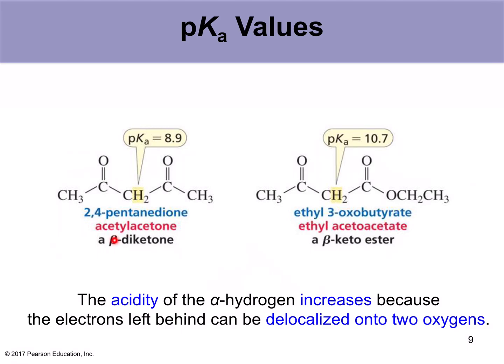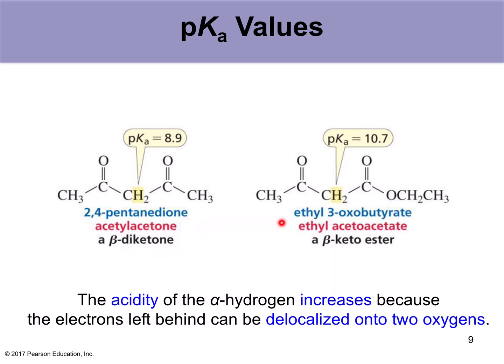Here, when you have a diketone, we call this acetylacetone. So this is the acetone part and this is the acetyl part. Acetylacetone has two carbonyl groups, so the pKa is about 8.9. You can also call this 2,4-pentanedione, and this is a beta diketone.